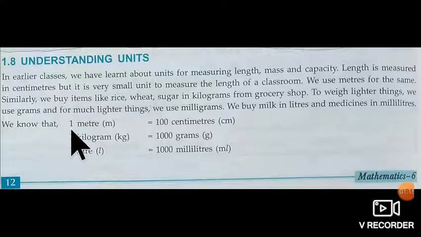We know that 1 meter is equal to 100 centimeters. 1 meter we write as m, and 100 centimeters we write as cm. 1 kilogram we write as kg, 1000 grams we write as g. 1 liter we write as L. 1 L is equal to 1000 milliliters, we write it as 1000 ml.